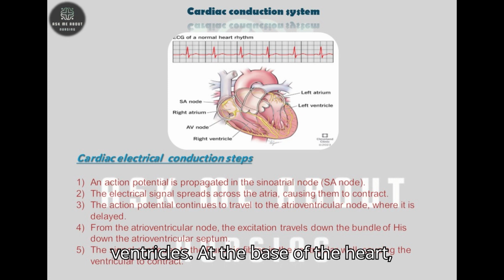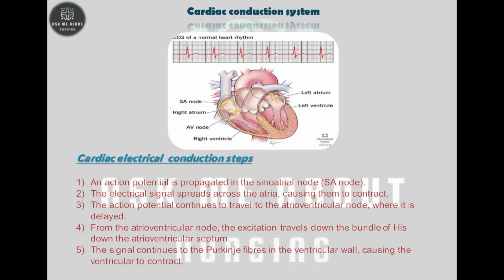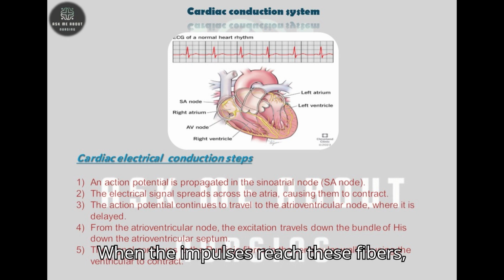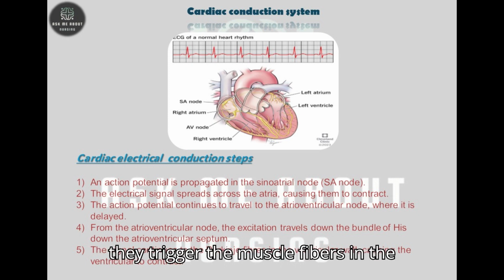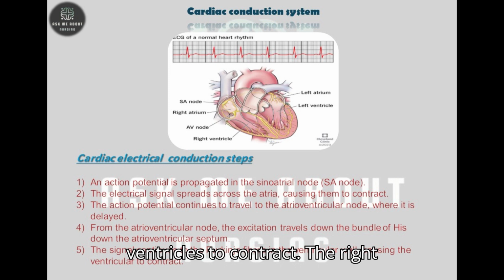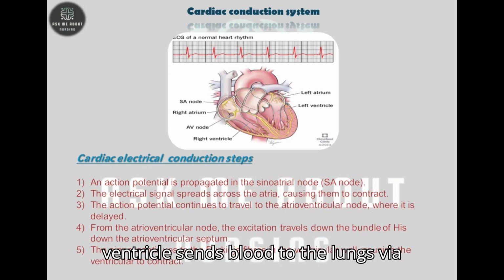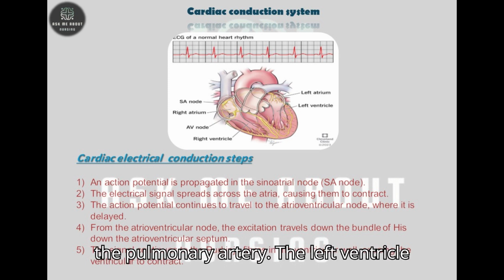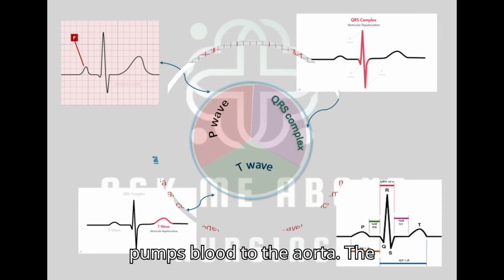At the base of the heart, the atrioventricular bundles start to divide further into Purkinje fibers. When the impulses reach these fibers, they trigger the muscle fibers in the ventricles to contract. The right ventricle sends blood to the lungs via the pulmonary artery. The left ventricle pumps blood to the aorta.